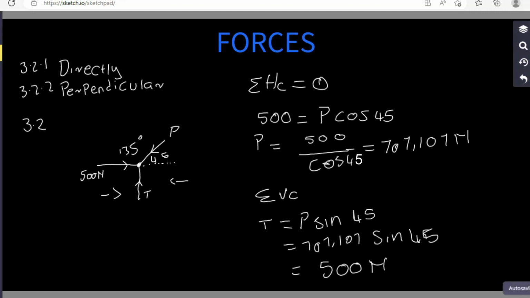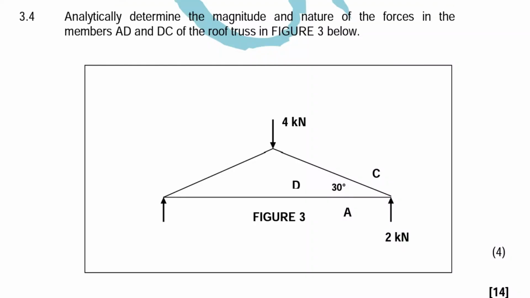And that is how we were going to do the first question. This is 3.3, not 3.2; 3.2 is this one. So we go to the last question. They say 3.4: analytically determine the magnitude and nature of the forces in the members AD and DC of the roof truss in figure 3 below.